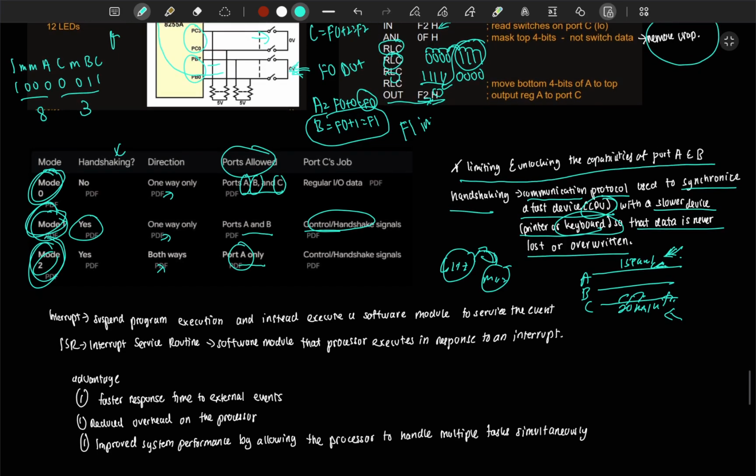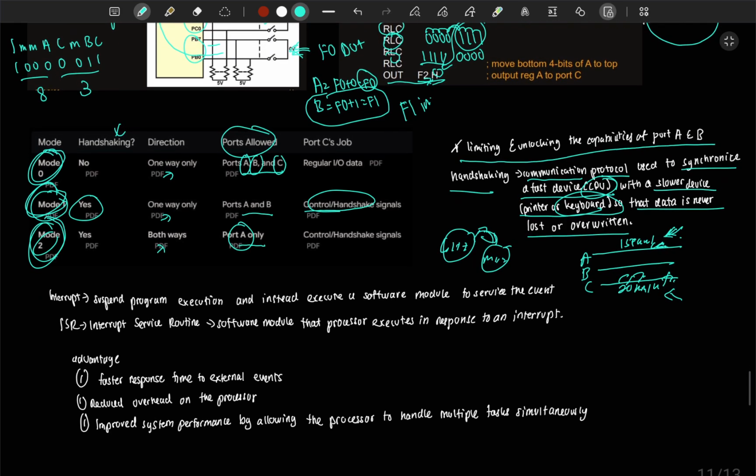Okay, now the next part that we need to know is interrupt. An interrupt suspends program execution and instead executes a software module to service the event.